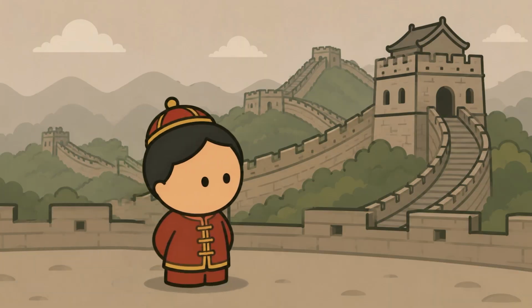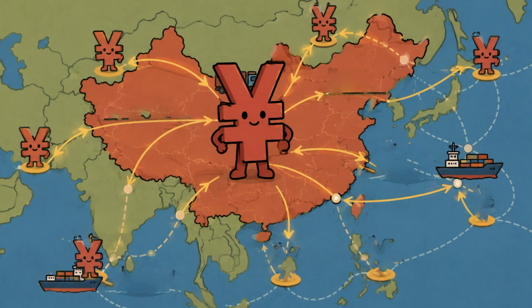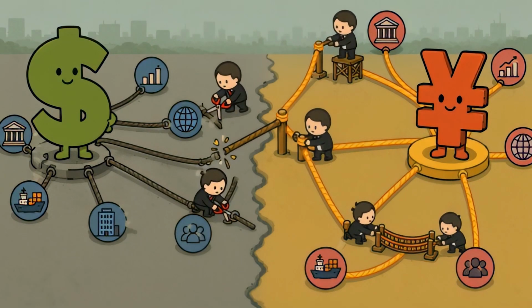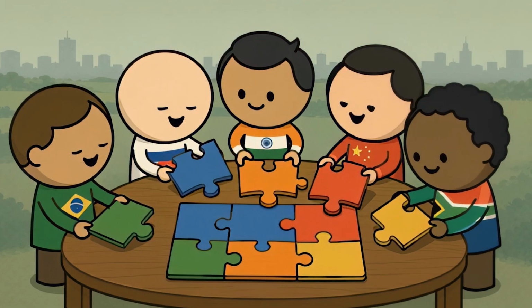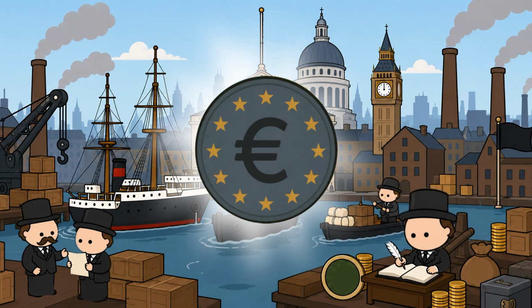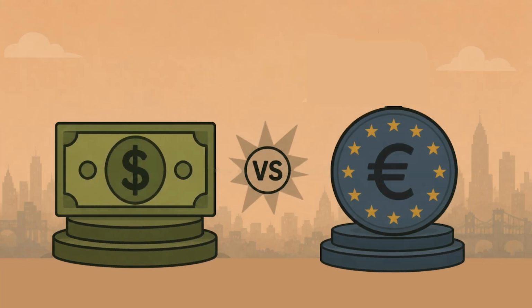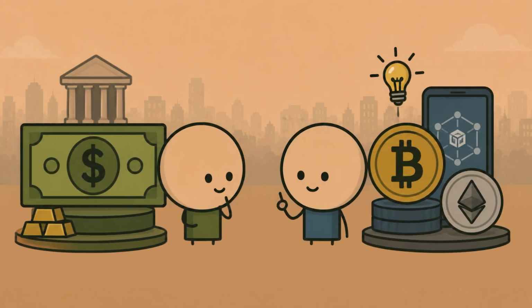China is trying. For years, Beijing has been expanding the international use of the yuan, building alternative payment networks, and reducing its reliance on the dollar. The BRICS countries have also talked about creating systems that would give them more financial independence from the United States. Then there's the euro. It's already one of the world's most important currencies and often gets mentioned as the most credible challenger. And of course, some people believe digital currencies or cryptocurrencies could eventually change the game entirely.